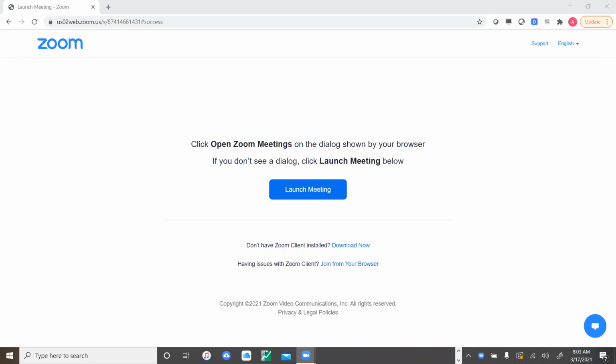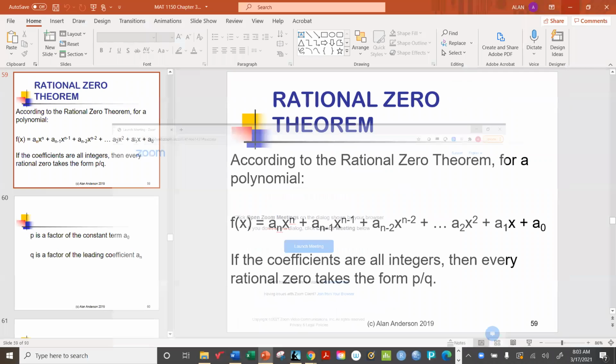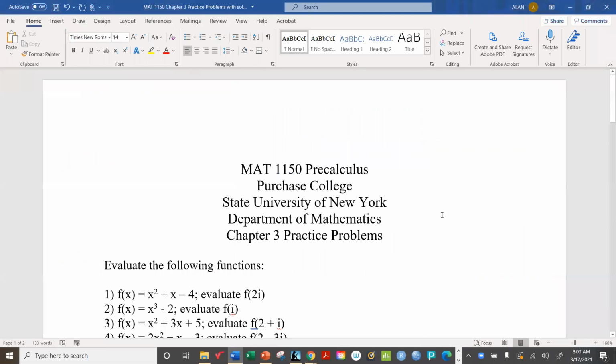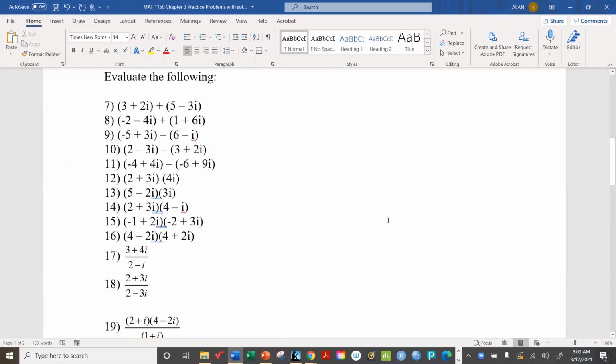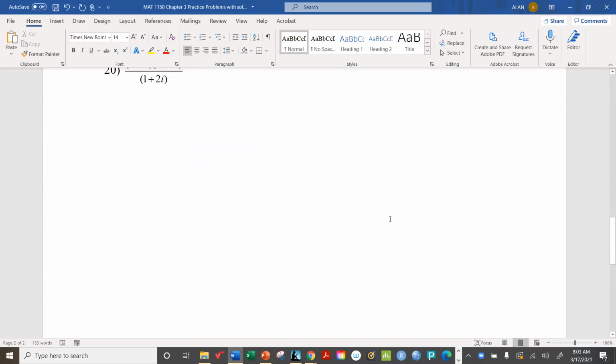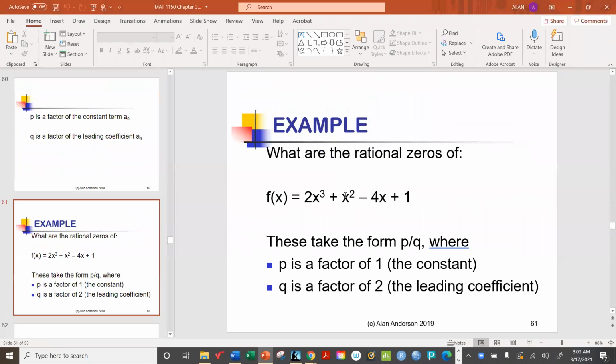All right, I think we're ready to get started. So the first thing we want to do is get this chapter 3 problem set done. And so this one involves exclusively complex numbers. When this is done, we can get back and finish chapter 3, which we were not completely done with.